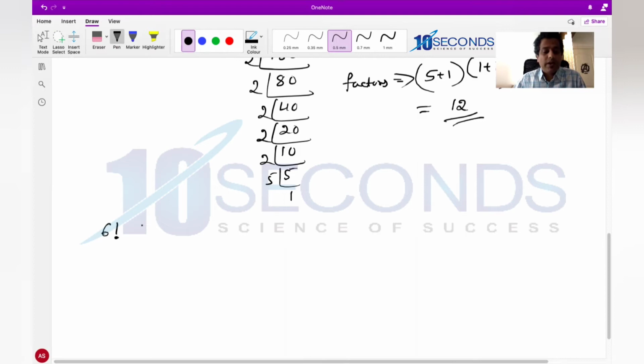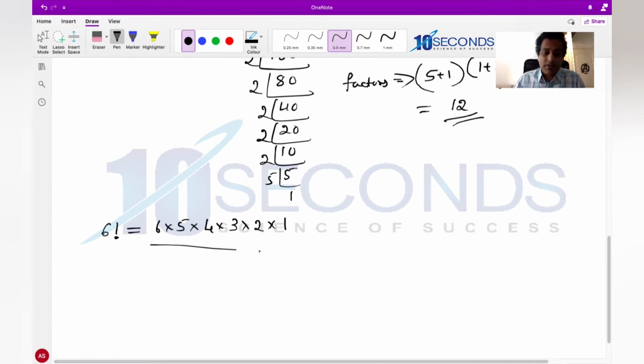So if I take 6 factorial, it is equal to 6 into 5 into 4 into 3 into 2 into 1. When you prime factorize it, how many prime numbers are there from 1 to 6? There are only 3 prime numbers, that is 2, 3 and 5. You need to check how many numbers are divisible by 2, how many are divisible by 3, how many are divisible by 5.